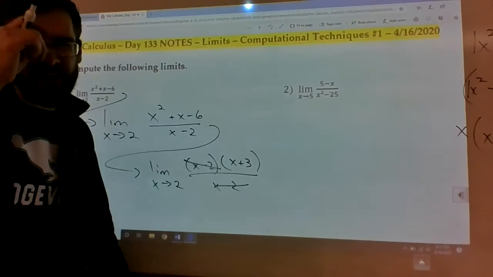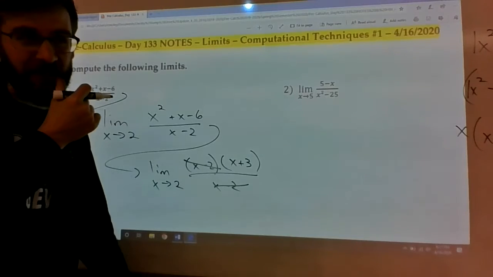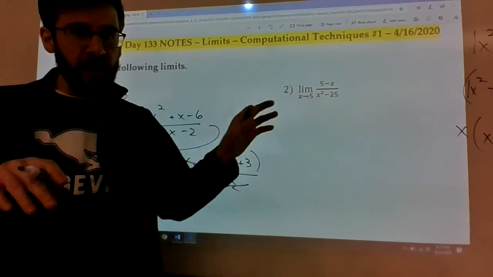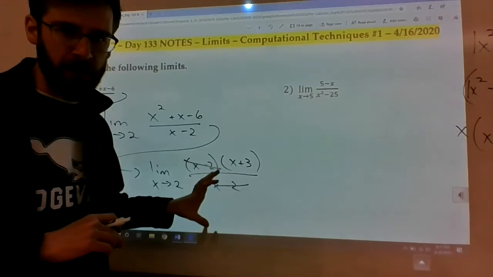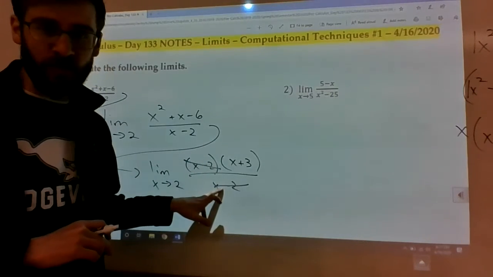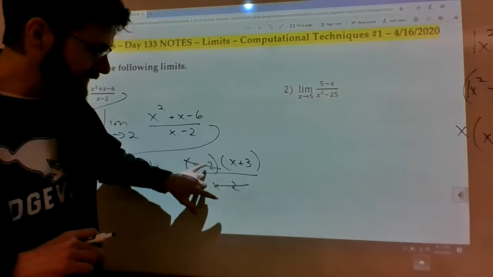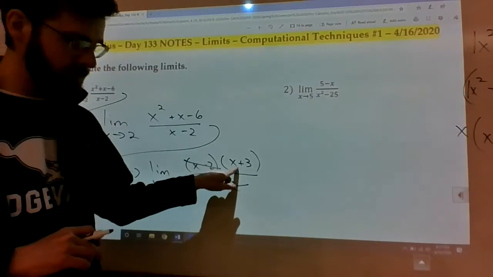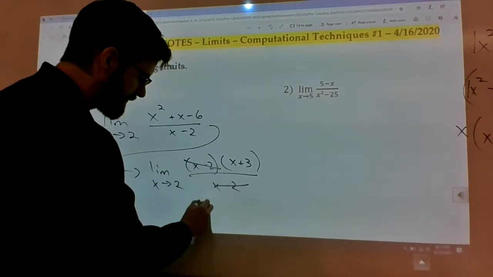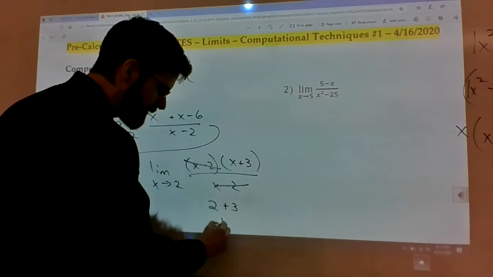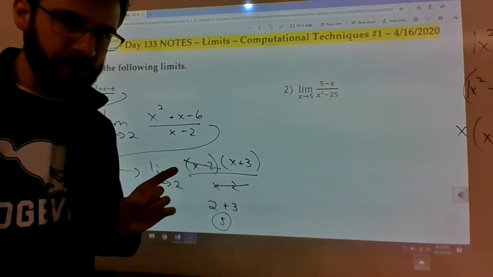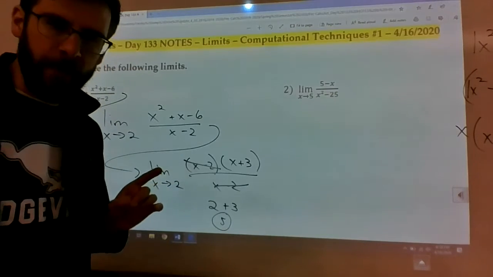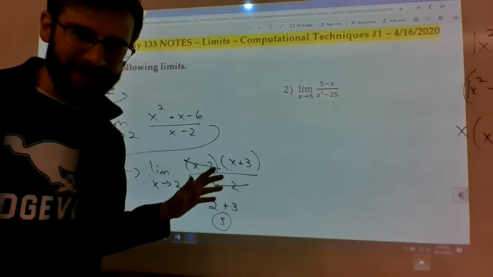See, that's kind of the idea of the limit: if there's no domain issue, just plug it in. Plug that 2 in to wherever it seems to fit in the polynomial. That didn't work, but now that we've canceled it out, you can just plug the 2 right in here. Okay, the limit's 5.